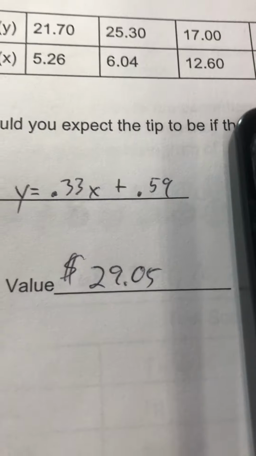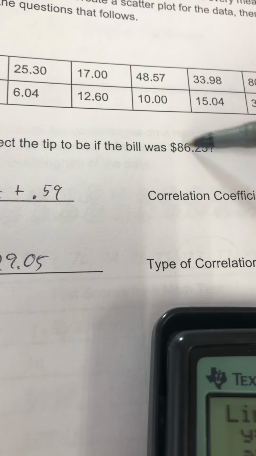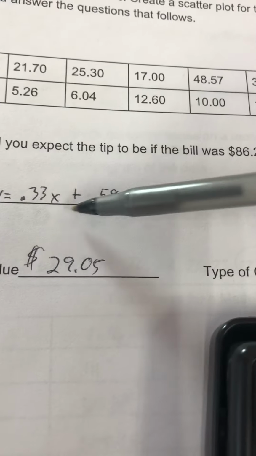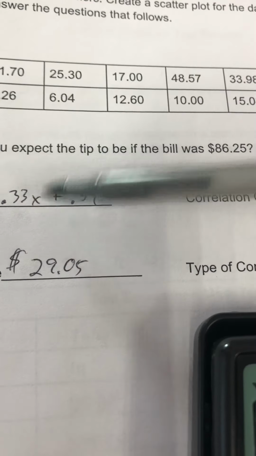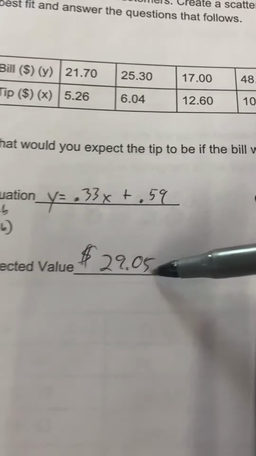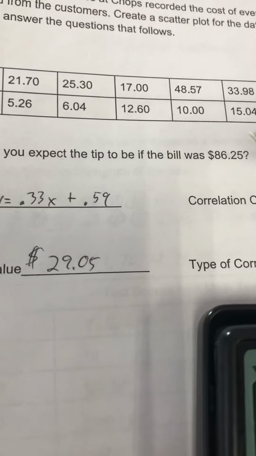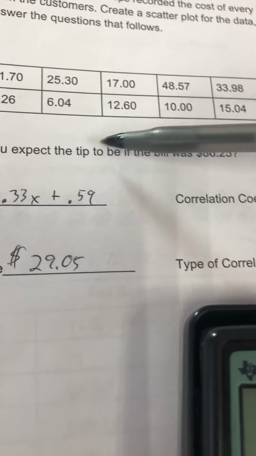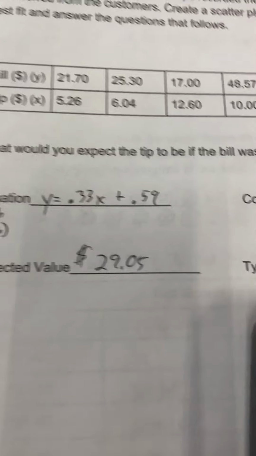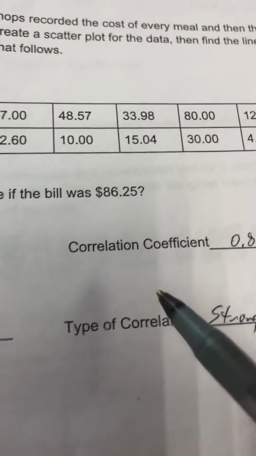So for this x value, in order to find the expected value, you're going to put this amount in there for the x. So you do 0.33 times 86.25 plus 0.59, and you get this. So the expected tip for the bill would be right around $29.05. You also get the R, not the R squared, but the regular R, which is going to be the correlation coefficient on your calculator.